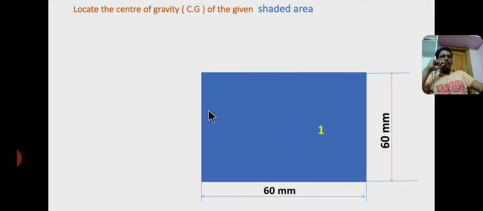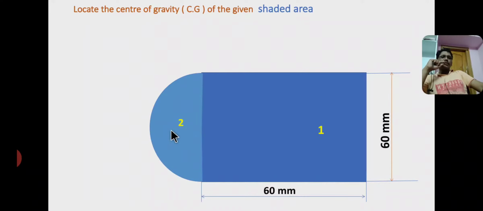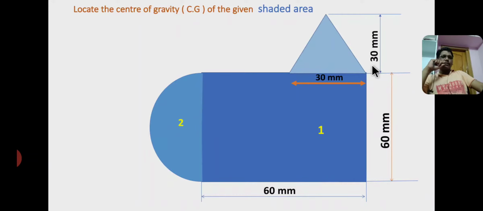And coming to the second section, I consider section 2 as a semicircle having diameter from here to here, the diameter d equal to 60 mm and radius equal to half of the diameter, that is radius r equal to 30 mm. The area of a semicircle equal to pi r square by 2. I consider this as section 2. Now I consider the third section as a triangle having dimensions base b equal to 30 mm and height equal to 30 mm. Therefore the area of a triangle A3 equal to half into base into height, that is A3 equal to half into 30 into 30.